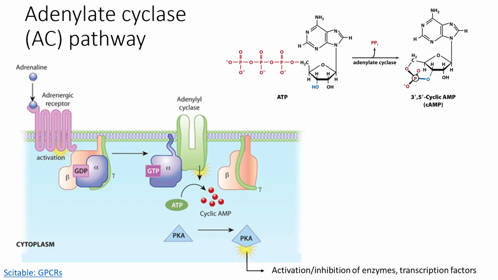And what we're going to go into a little bit more detail right now is the adenylate cyclase, or AC pathway. And adenylate cyclase, which is also called adenylyl cyclase, is shown here. This is another transmembrane protein. That's an enzyme.